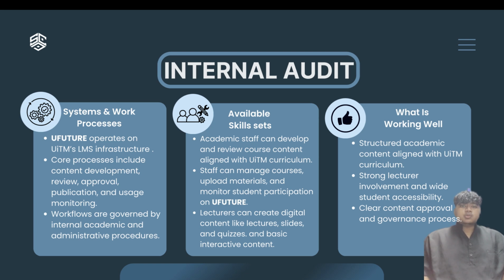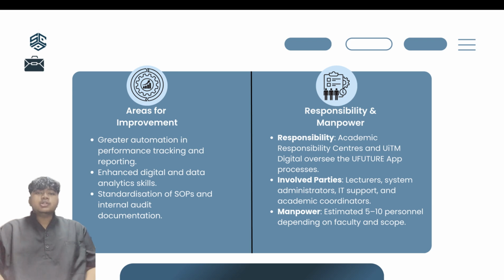Regarding strengths identified during the audit, UFuture demonstrates structured curriculum-aligned academic content, strong lecturer involvement, and broad accessibility for students. Additionally, the content approval process is clearly defined, supporting effective academic governance and risk control. However, the internal audit also identified areas requiring improvement. These include the need for greater automation in performance tracking and reporting, enhancement of digital and data analytics capabilities, and standardization of standard operating procedures and internal audit documentation across faculties.